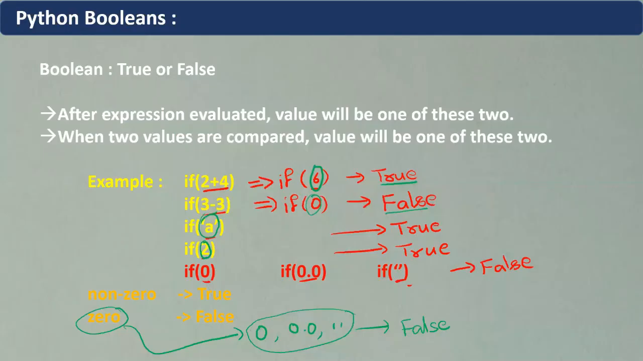So the main thing you have to understand is that in the condition part, whether you have a zero value or a non-zero value. If it is a zero value, the condition is always false. If it is non-zero, the condition is true.